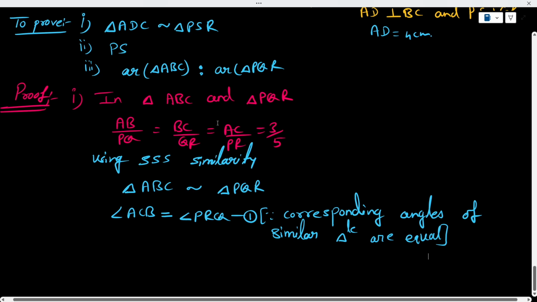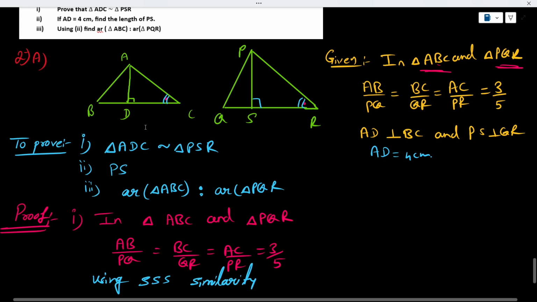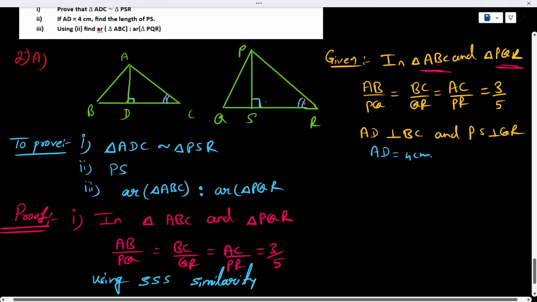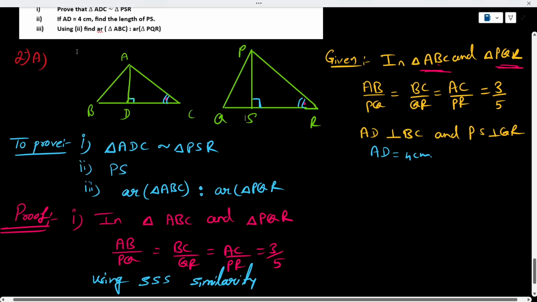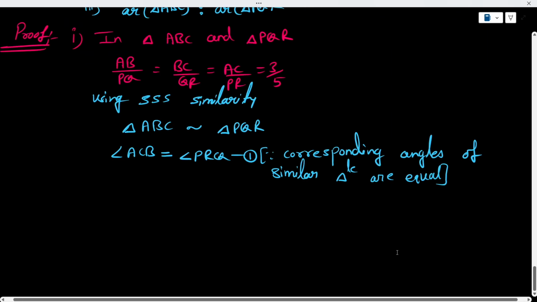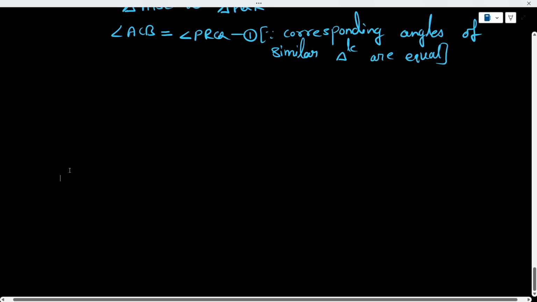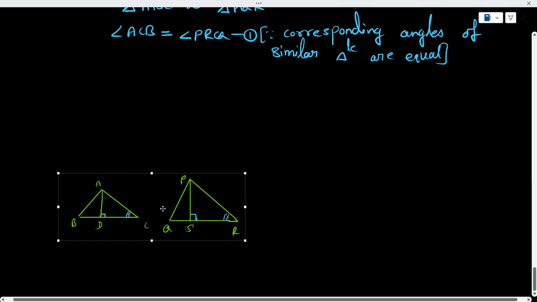We need to prove that those two triangles are similar, triangle ADC and PSR. Now you know that this 90-degree means both the triangles are having 90-degree and angle C is equal to angle R. So using AA similarity, we can say that both the triangles are similar here, right? So let us take that part here. Consider both the triangles here. If I take this triangle, because we need to use these triangles figure, right? I can take it here.